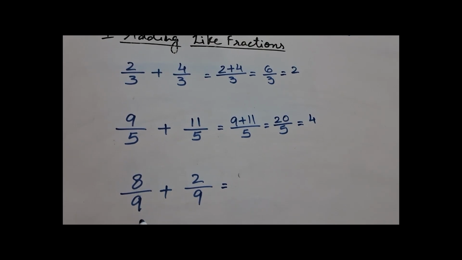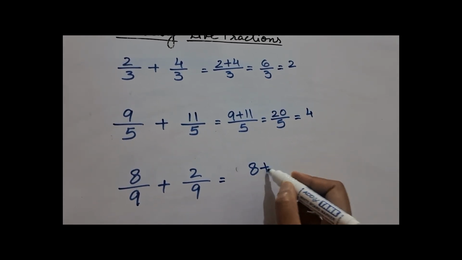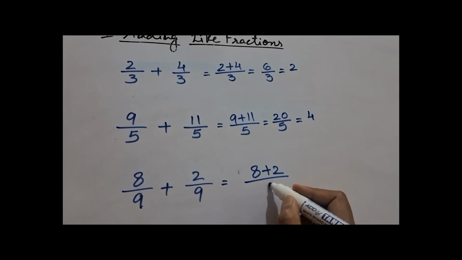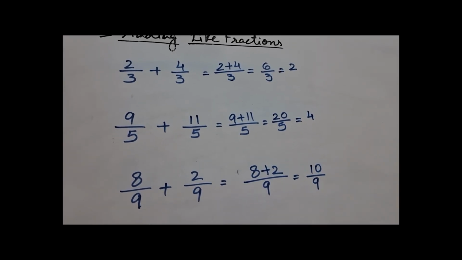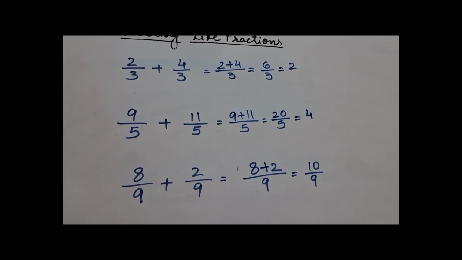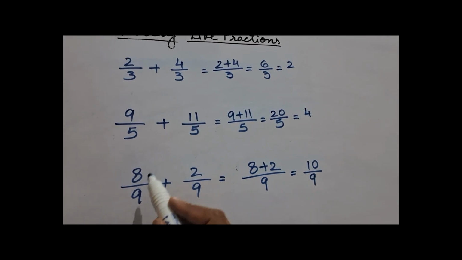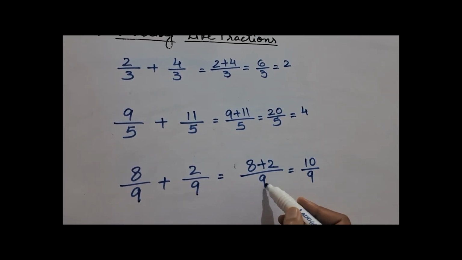Coming to the next example, children, 8 plus 2 by 9, 10 by 9. Okay children, in this way we can add like fractions by adding only the numerators, the denominator being the same.